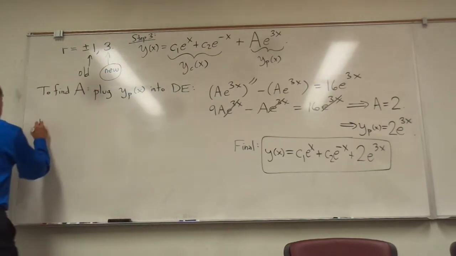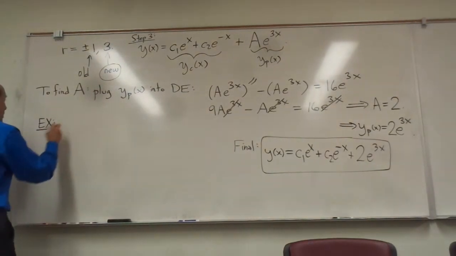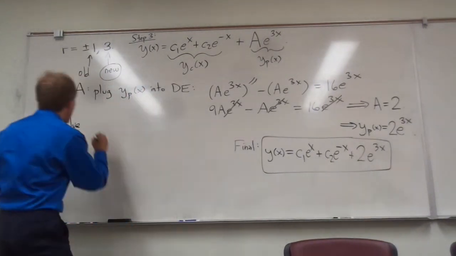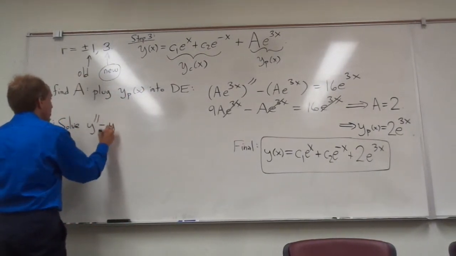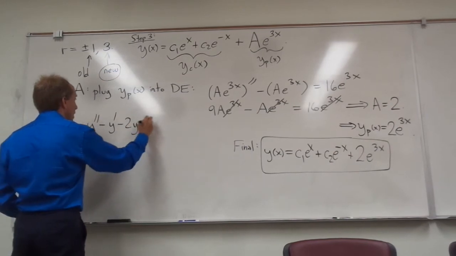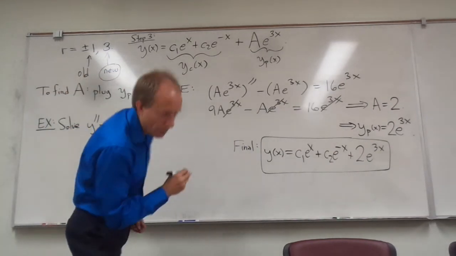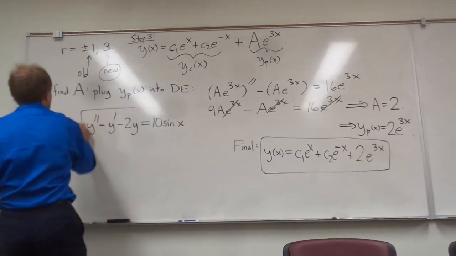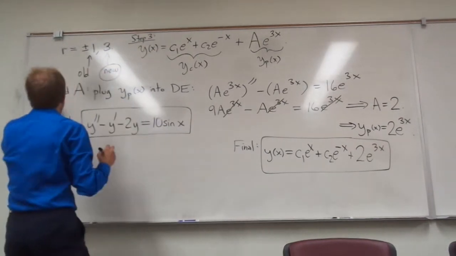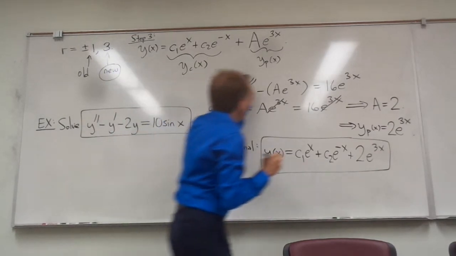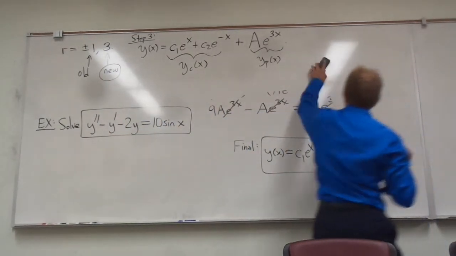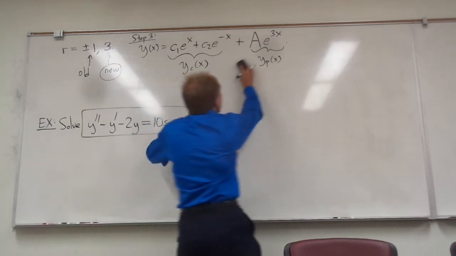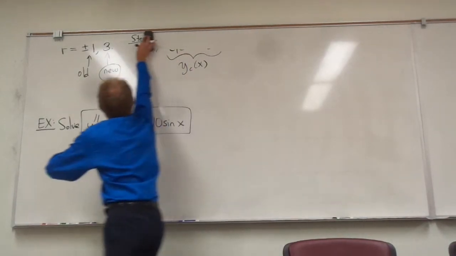So here's an example. Let's solve, let me get the equation here: y double prime minus y prime minus 2y equals 10 times the sine of x. Let's try this particular problem here. Let me get everything else out of the way. You can always go back and rewind later if you need a little bit of extra help with this.